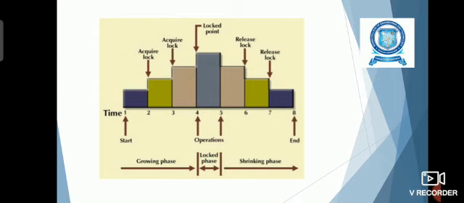After the time period 5, the transactions may complete the operations on the data items, and one by one transactions will start releasing the locks. So the time period from 5 to 6, 7, 8 is called as shrinking phase.